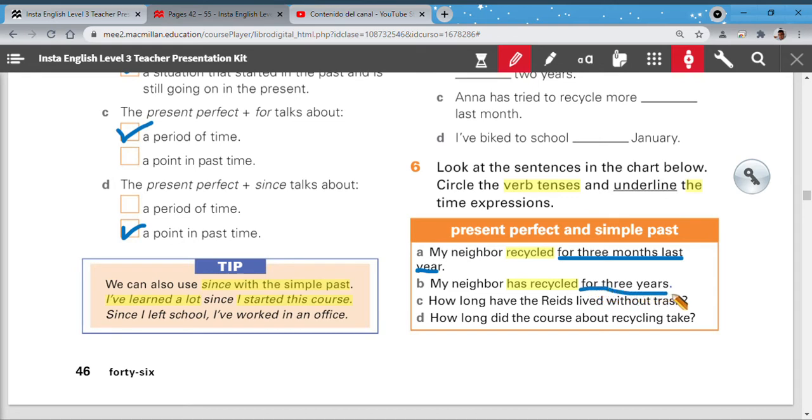For 3 years. How long have the rates lived without trash? The verb live. Perfect. Are you sure only live? No. Have lived. Present perfect. And the time expression? How long? You're right. Okay. How long? How long? Oh, that's very easy, mister. How long here? Once again. Perfect. How long did the course about cycling take?